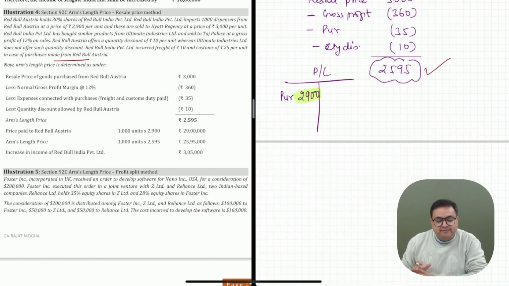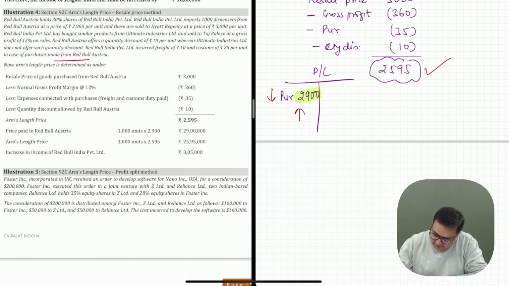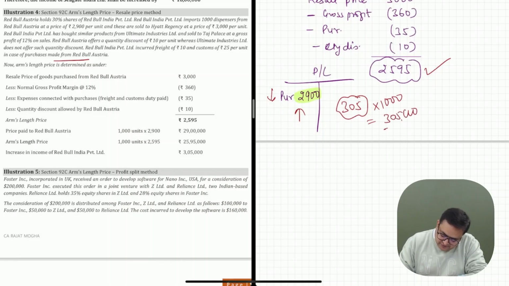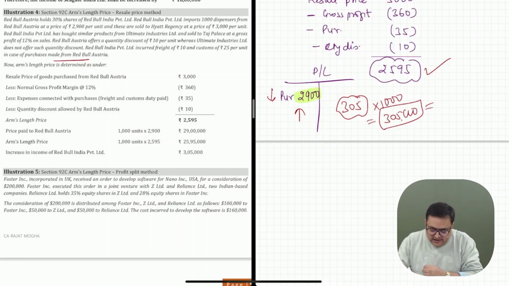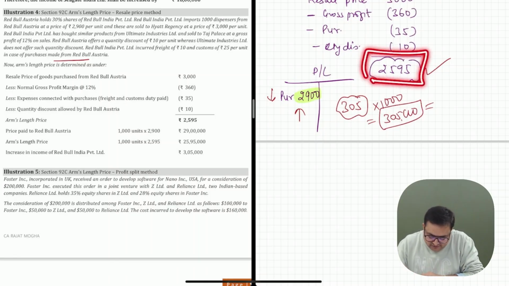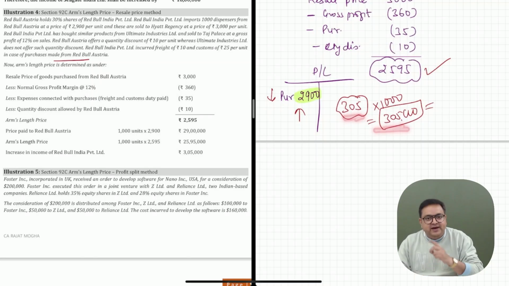So will the government become happy or sad? They will become happy. Why? Because our expenses are getting reduced. If expenses are reduced, profit will increase. By how much will it increase? 2,900 minus 2,595, the difference is 305 rupees. And how many units have we purchased? 1,000 units. So 3,05,000 would be the difference over here. So the correct ALP is 2,595. The difference is 305, which will be adjusted, and by 3,05,000 rupees we will increase your income. Everybody got it? Correct?